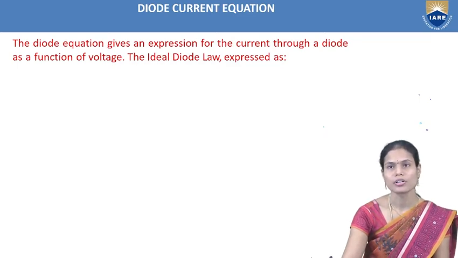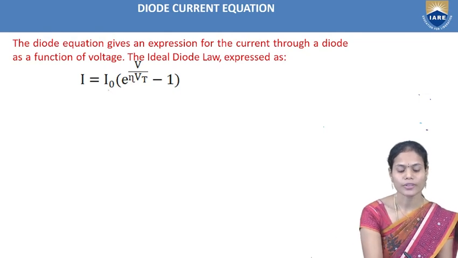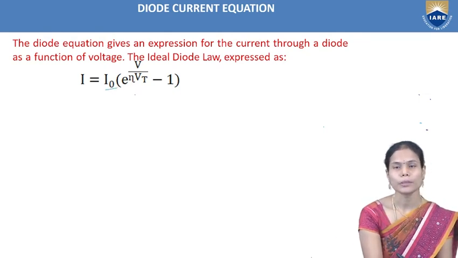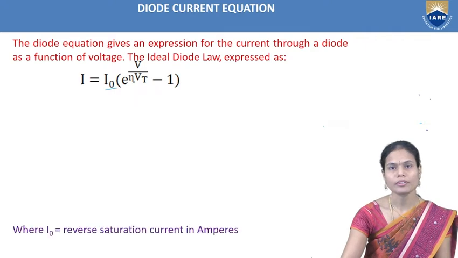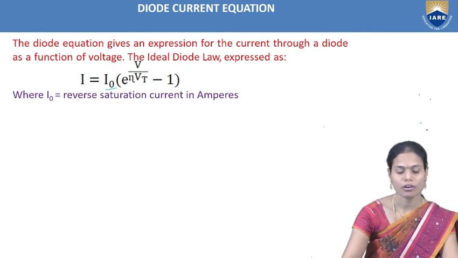That is nothing but how much voltage we are applying, and the corresponding current we can get from the diode. According to the ideal diode law, the diode current equation is expressed as I equal to I naught into e power V by eta Vt minus 1. This is the current which is flowing in the diode. Here I naught is nothing but the reverse saturation current in amperes, which we get in the reverse bias condition of the diode.